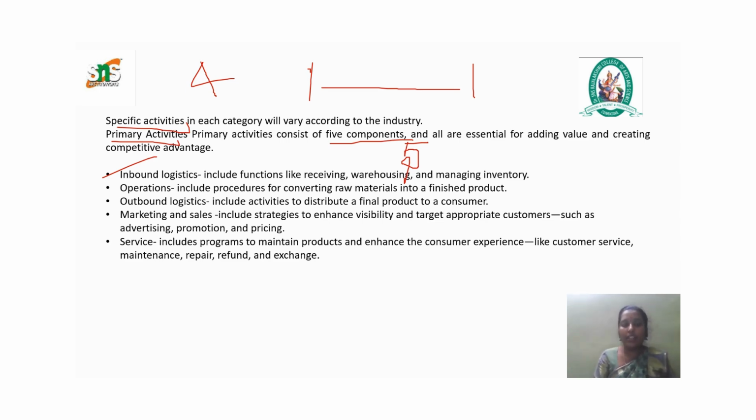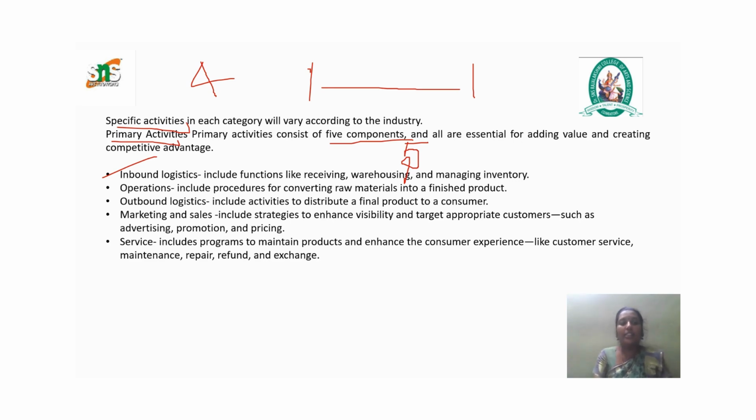An example would include receiving the orders, storing the product, warehousing the products in a godown, and managing those inventories. All these logistical activities that take place within the organization before taking the product to a customer are called inbound logistics. The second one is operations, which we have discussed most previously. Operations is nothing but the process of converting the raw material into a finished product.